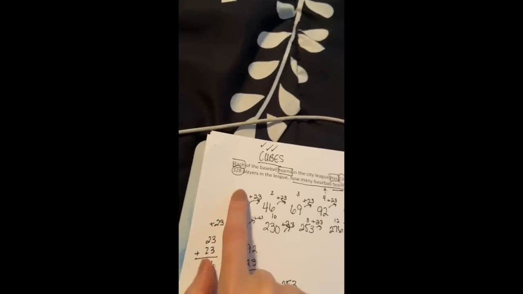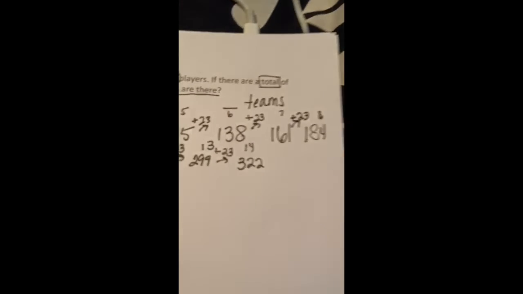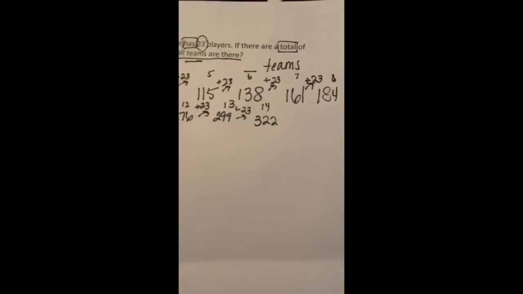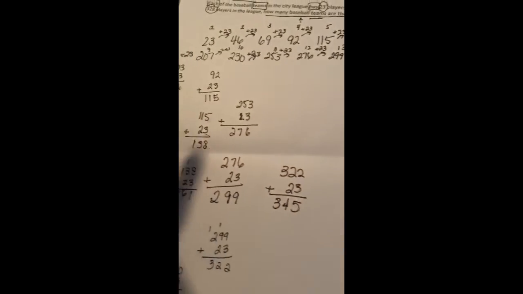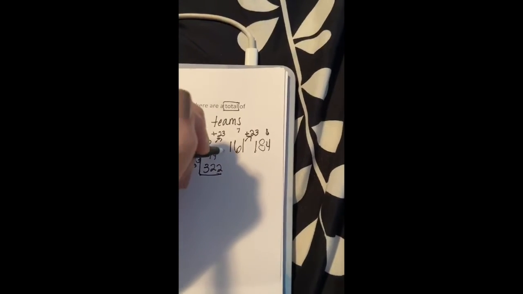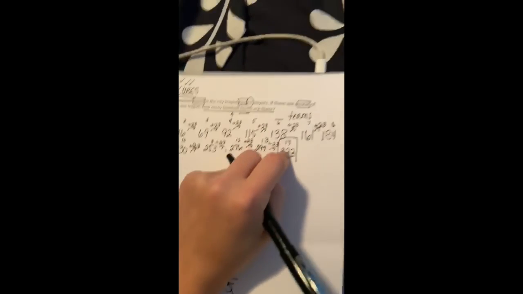Now, I know over here it tells me I have 328 players, so can I add another 23? Can I add another team? I don't think so. Let's check. 322 plus 23 would give me 15 teams, and that'd be 5, 4, and 3. That'd be 345 players, which I don't have, so I cannot do that. I cannot go to 15 teams. This is as far as I can go, which means I have how many teams? 14. So my answer is 14 baseball teams.